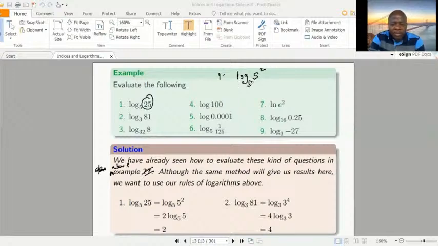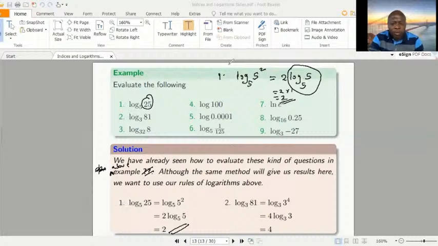25 is the same as 5 raised to 2. So when I use the laws of logarithm, this 2 should be written here: 2 log of 5 to base 5. And we just said that when this is the case, the log of a number to the same base is 1. So this part here is 1. So what we have is 2 times 1, which is just 2. And that's what I did here. So that is the result to this question 1.